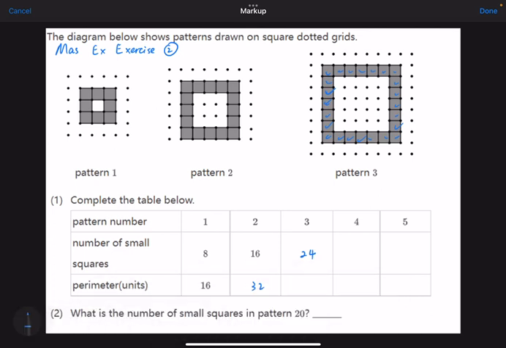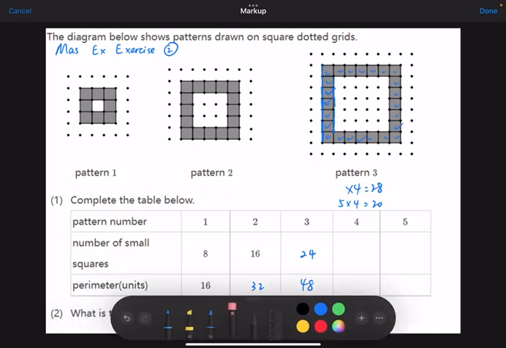Then let's count the perimeter for the outer square. We have 1, 2, 3, 4, 5, 6, 7, so it's a 7 by 7 square. The perimeter will be 7 times 4, which is 28 units. For the smaller inner square, we have 1, 2, 3, 4, 5, so a 5 by 5 square, and the perimeter will be 5 times 4, which is 20 units. Add them up, and the perimeter will be 48.